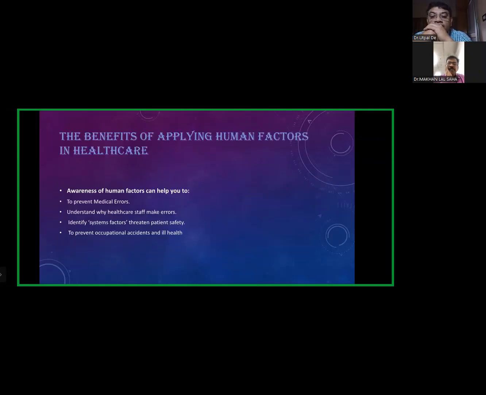The benefits of applying human factors in healthcare. Awareness of human factors can help us to prevent medical errors, understand why healthcare staff make errors, identify system factors which threaten patient safety, and prevent occupational accidents and ill health. Medical errors, for example: dispensing expired medications, unplanned hysterectomy, wrong sponge counting, wrong patient ID, wrong procedure, wrong medication delivered, or wrong dose administered, etc.